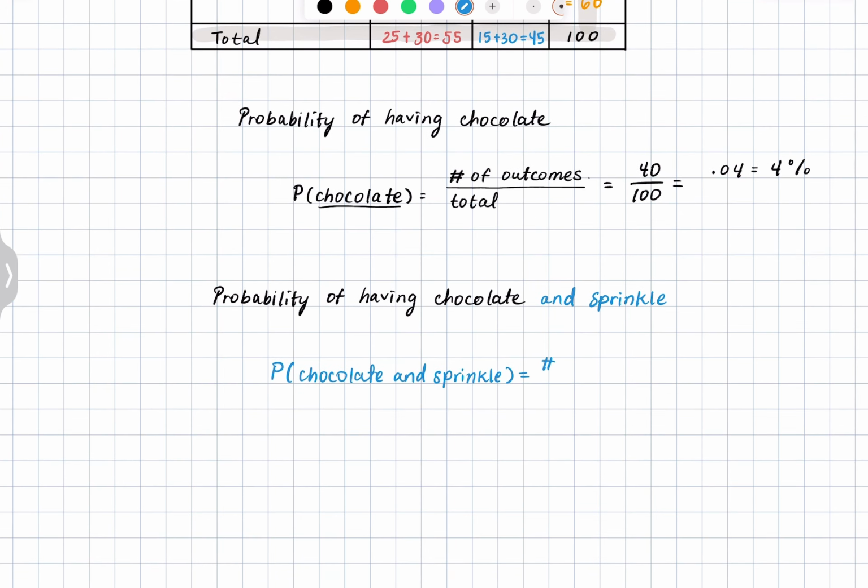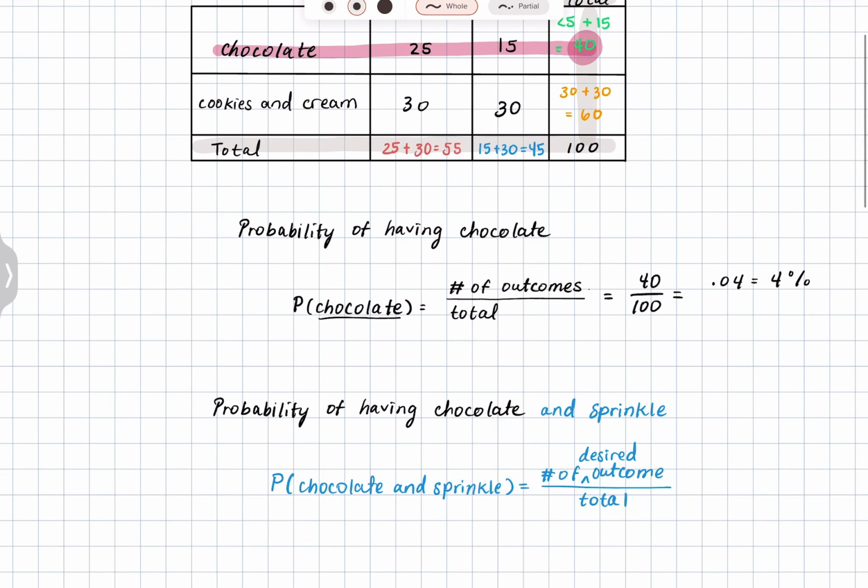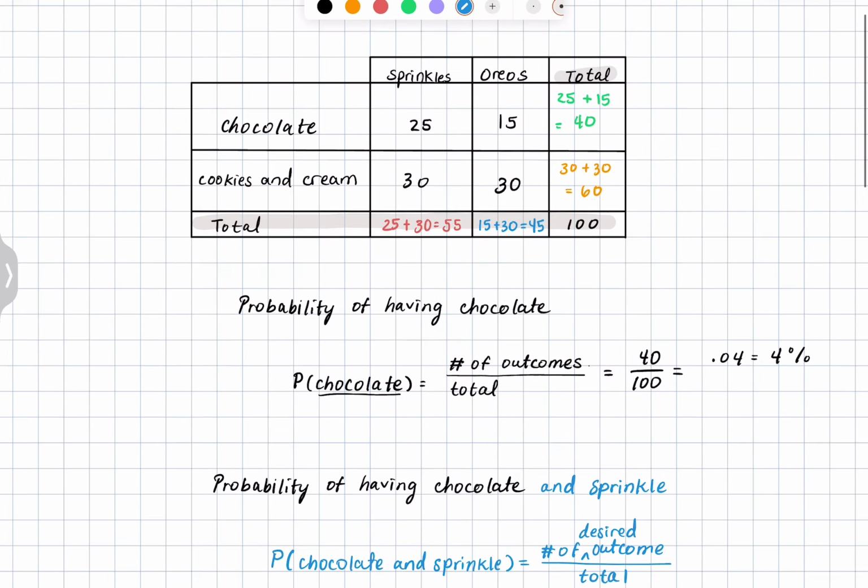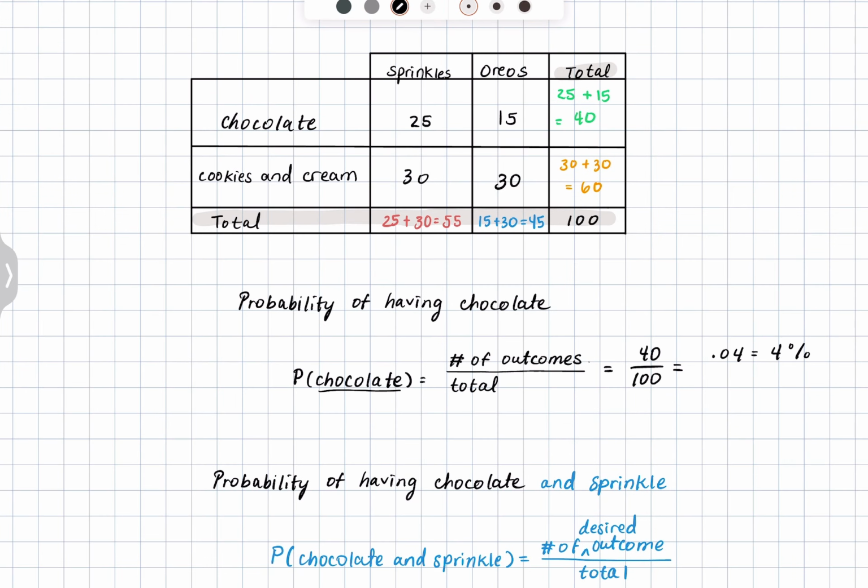And then I'm going to create my fraction, number of desired outcomes. I would use the word number of desired outcomes. You don't have to use that word. And then total. So we have chocolate, right? Let's erase this again. We have chocolate. So we know it's going to be in this category. And then they're asking us for sprinkles.